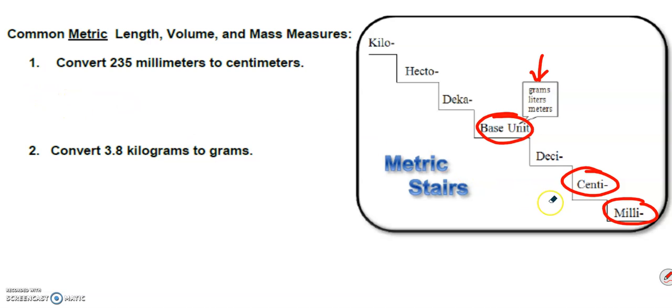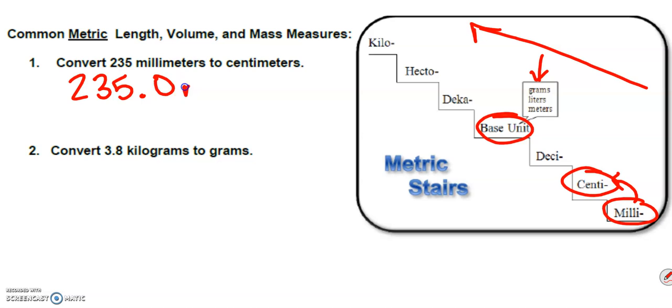So if I'm going from millimeters to centimeters, I go up 1 stair, which is also in the left direction, because this is going left as I increase, right? So I have 235.0 millimeters. And if I want to find out what my centimeters are, I'm taking that decimal and going however many places to the left or right my stairs tell me to go. So going from milli to centi, I go left 1. So I move my decimal left 1. So I have 23.5 centimeters. Okay.